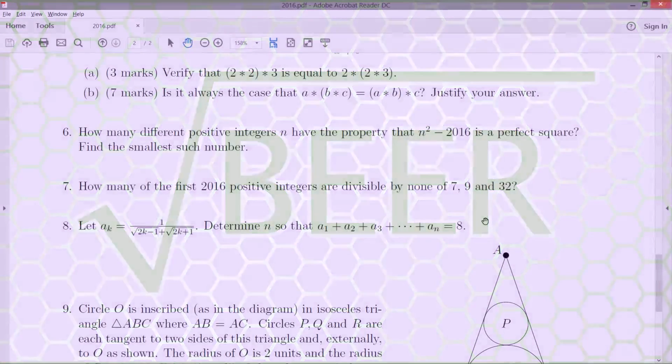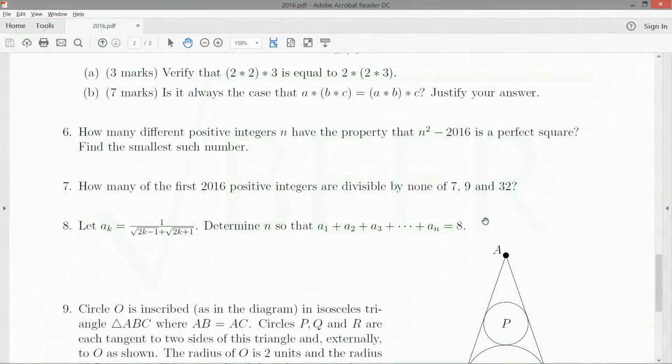We're taking a look now at question number 7 on the grade 12 Manitoba Math Contest from the year 2016. How many of the first 2016 positive integers are divisible by none of 7, 9, and 32? So, divisible by none of them.